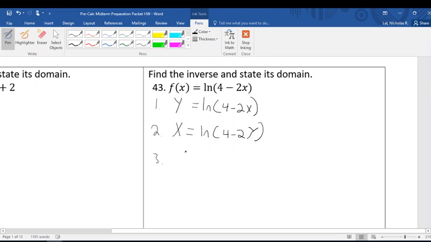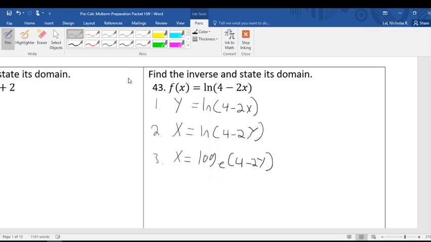So if it helps you out for me to write that out, I'll write it out as x is equal to the log base e of 4 minus 2y. And I'm solving for y. So what I do to get 4 minus 2y out of that log term is to swoosh the logarithm into an exponential function.